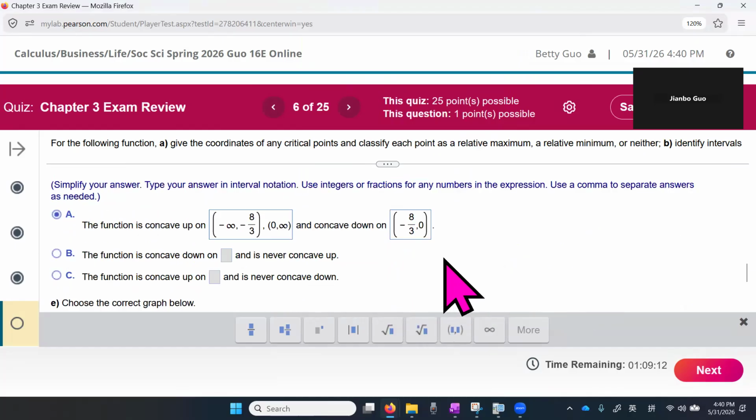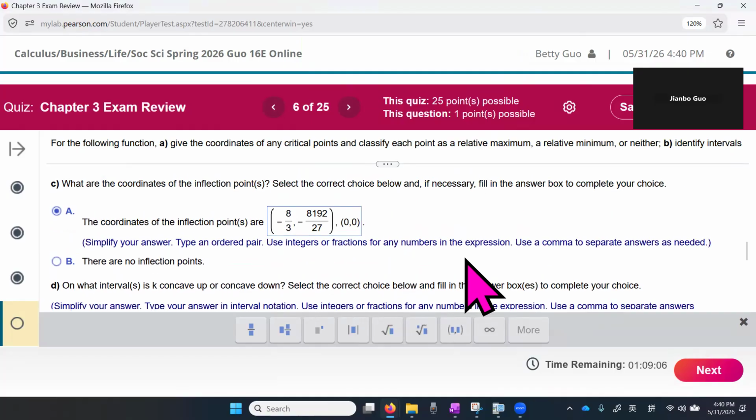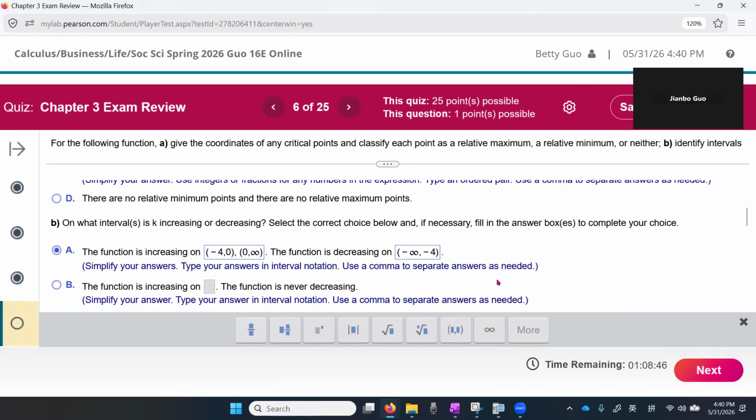Okay, let me double check to see if I clicked the wrong answer. I think this test is pretty challenging. Again, if you have a calculator, it will make it a little easier. Increasing from negative 4 to 0. Okay, all right.